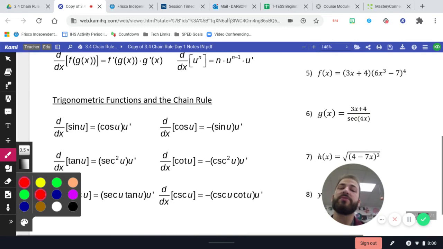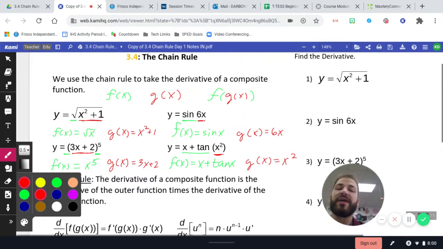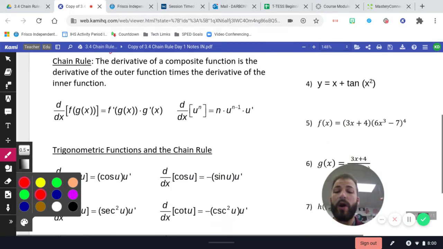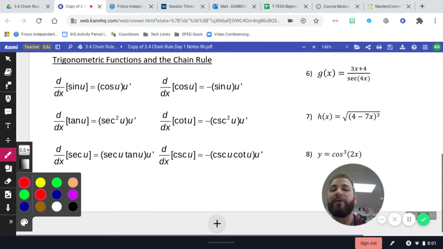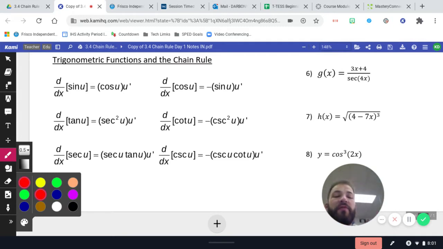One of the things I do want you to note, as we saw up here with sine of 6x, is that trig functions are composite functions because it's a function within another function. So for all of our trig functions, technically, we can apply the chain rule. Like if I was deriving sine of some function u, then it would become cosine of u times u prime. And likewise for all of our other trig functions. All of our trig functions are composite functions, and we're going to see that more moving forward.